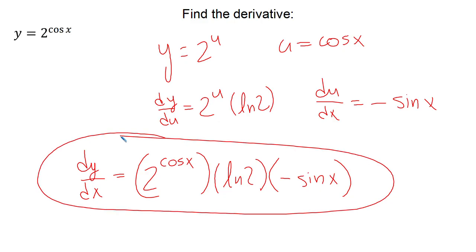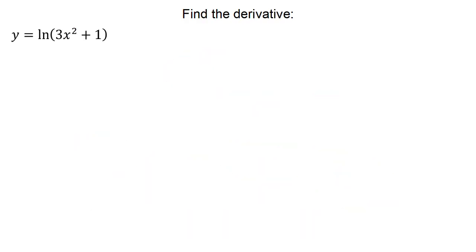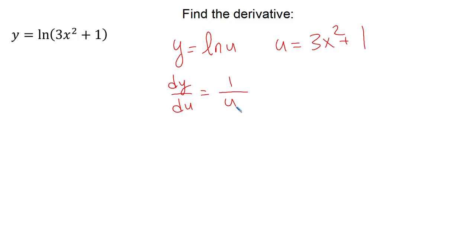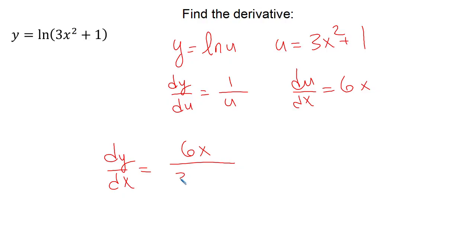Here we've got y equals the natural log of 3x squared plus 1. So that's like y equals the natural log of u, where u is equal to 3x squared plus 1. So our derivative of natural log is just 1 over the function. So we have dy du is 1 over u. And then du dx, which is 6x. So we'll just multiply these two things together and get dy dx is equal to 6x over u, or 6x over 3x squared plus 1.